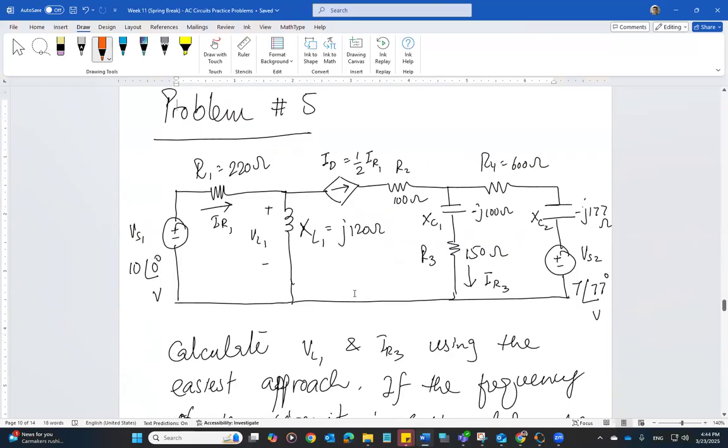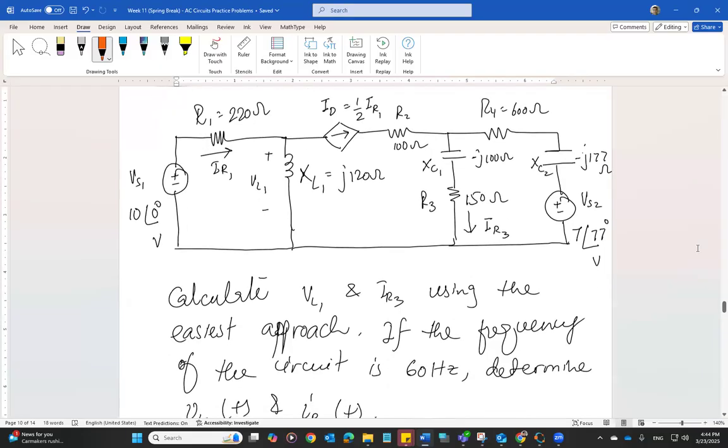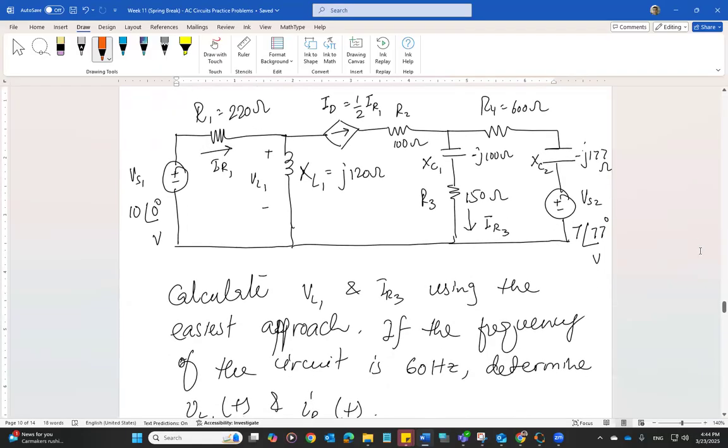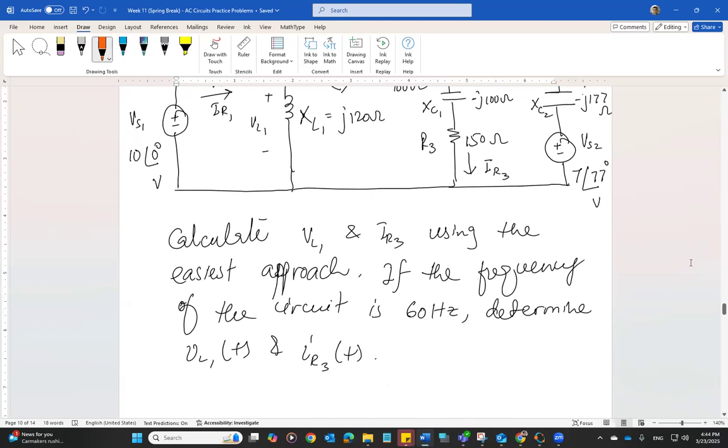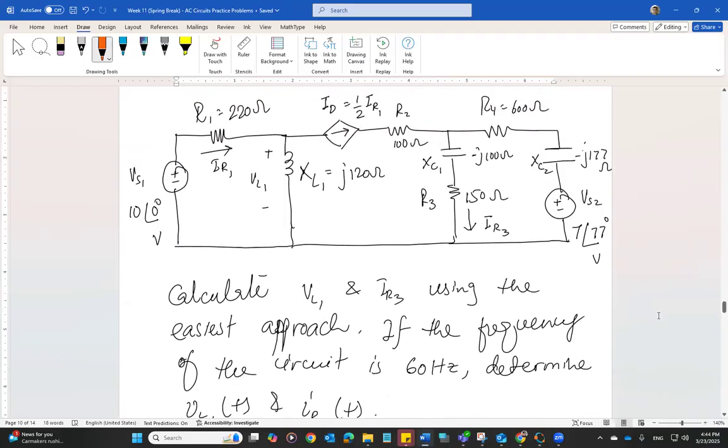Calculate VL1, that is across XL1, and IR3, that is current flowing through R3, using the easiest approach. If the frequency of the circuit is 60 hertz, determine the two quantities that you calculated in the time domain as a time domain expression as well, both of them.